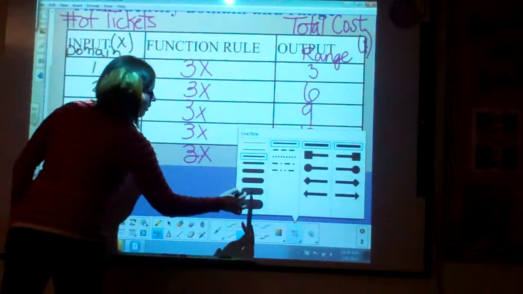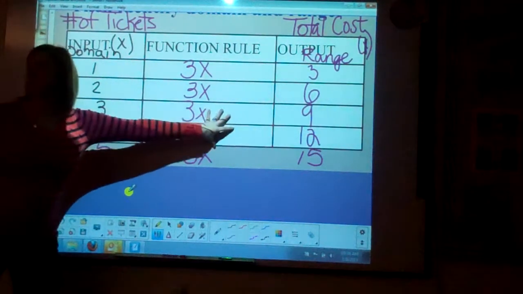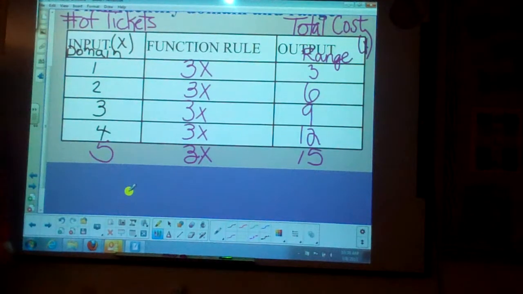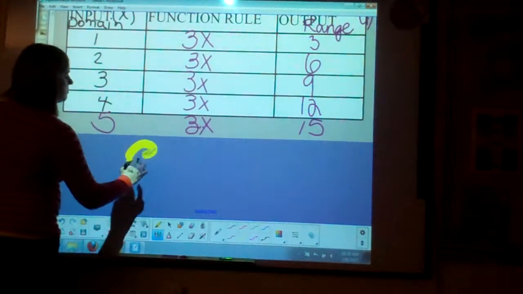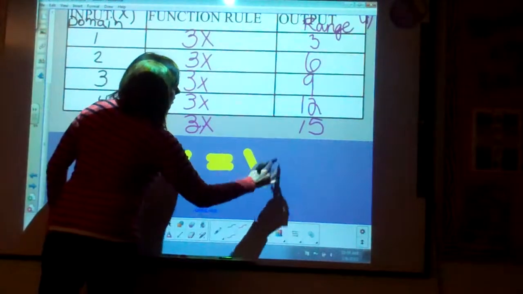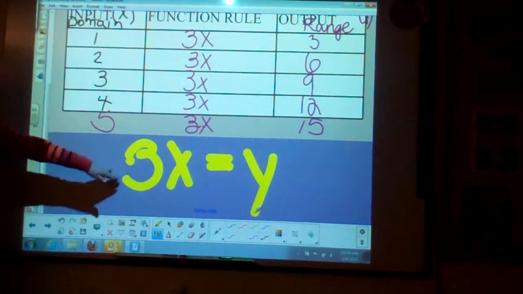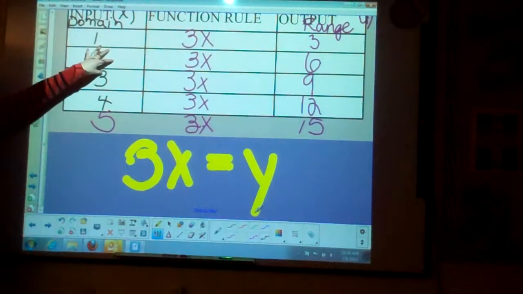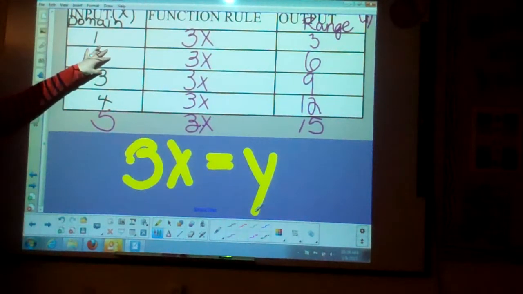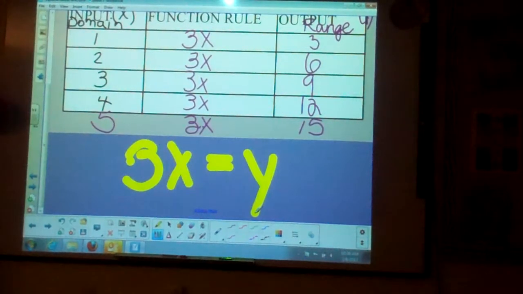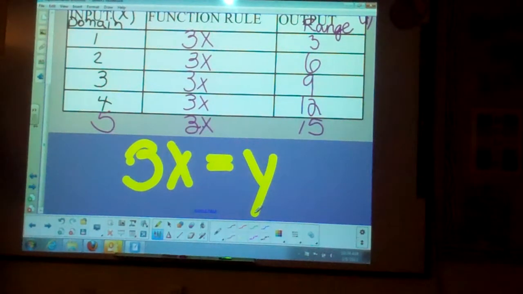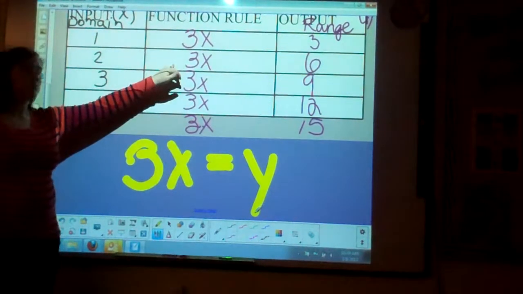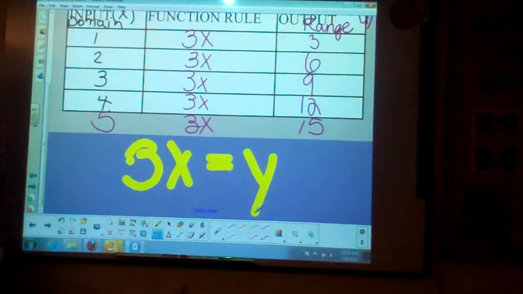What would our equation look like? If we wanted to write an equation from this table, what would it be? 3x equals y. What do you think is the benefit of writing it as an equation as opposed to writing it in this table form? Could be faster. But instead of writing 3x, would you write like 1 times 3? Yeah, you could do 1 times 3, 2 times 3, 3 times 3. It'd still be right.